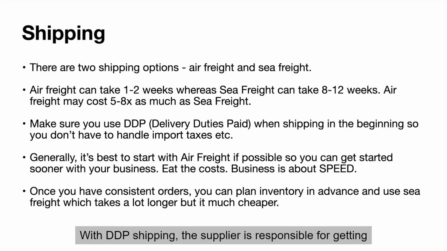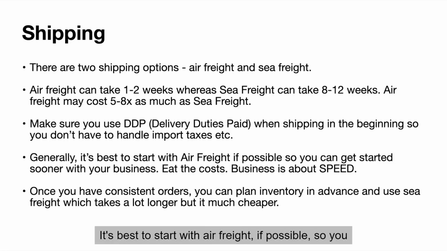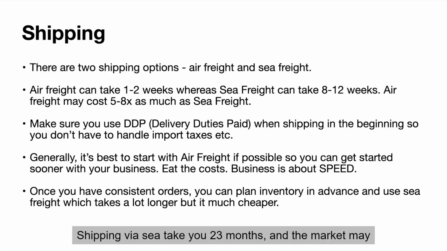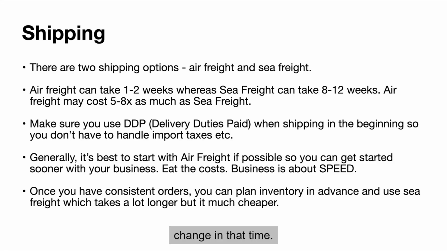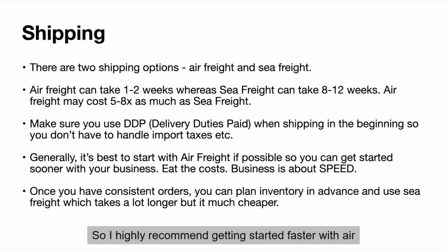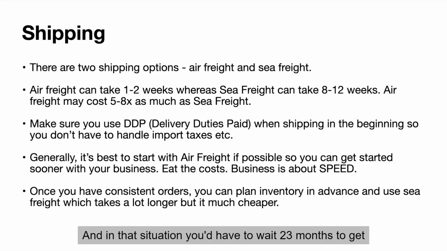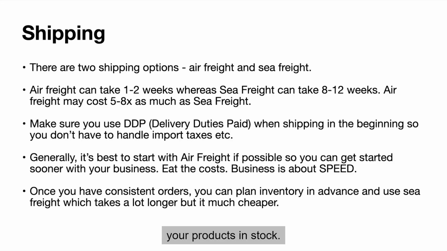With DDP shipping, the supplier is responsible for getting the products to your door. Now, generally, for your first order, it's best to start with air freight if possible so you can get started with your business. Shipping via sea could take you 2-3 months and the market may change in that time. So I highly recommend getting started faster with air freight. Now, obviously, if you're selling a very large product, it may not be possible to do air freight. And in that situation, you'd have to wait 2-3 months to get your products in stock.